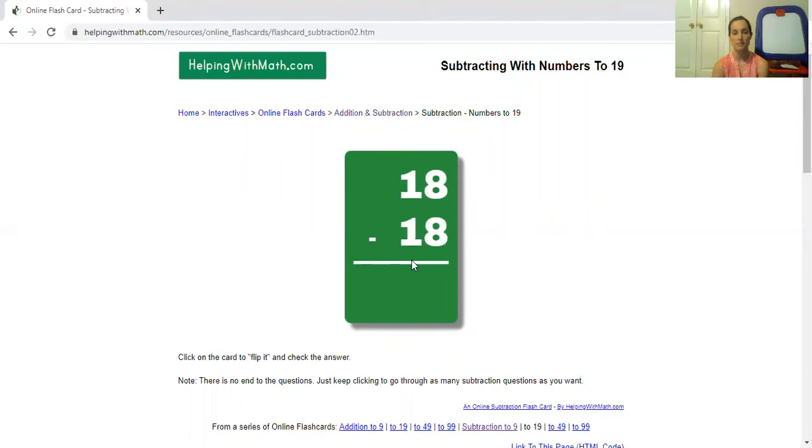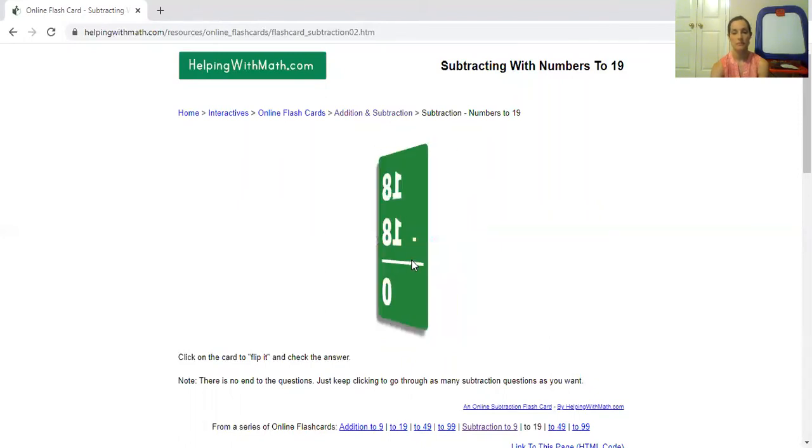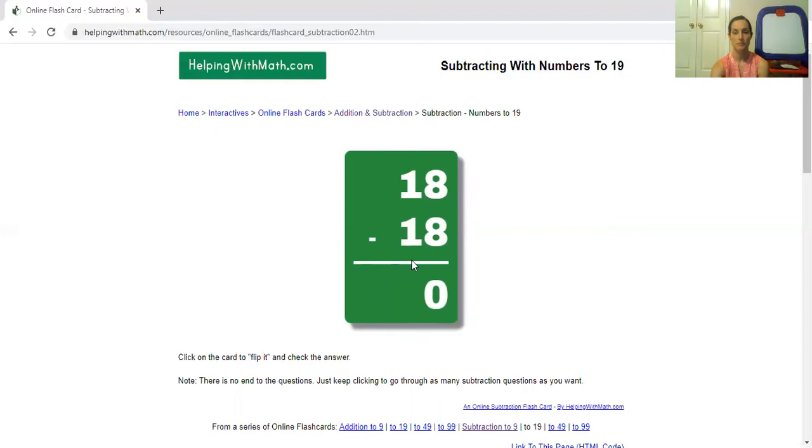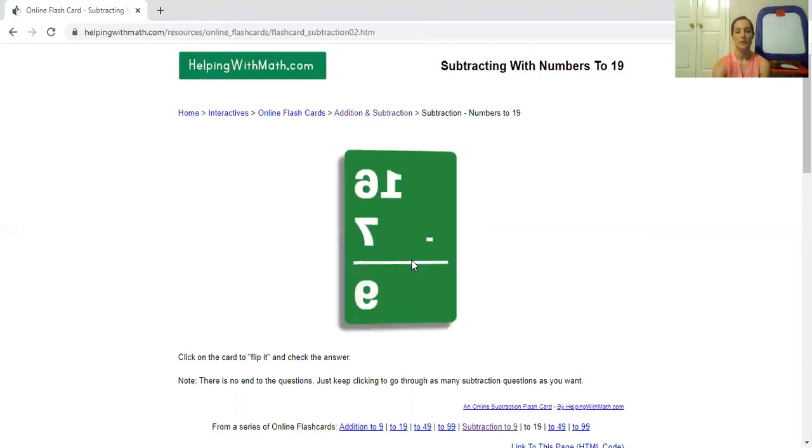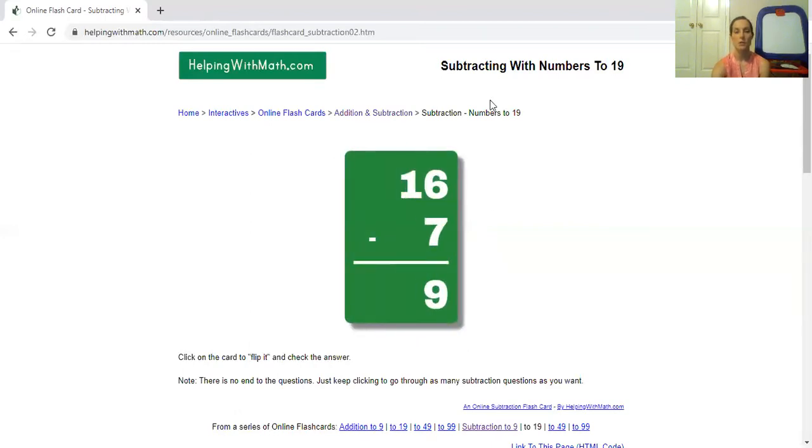18 minus 18 is 0. 19 minus 19 would be 0. 19 minus 1 would be 18. And our last one, 16 minus 7 is 9. Okay, so we're doing those just to warm up our brain and just to get everything going.